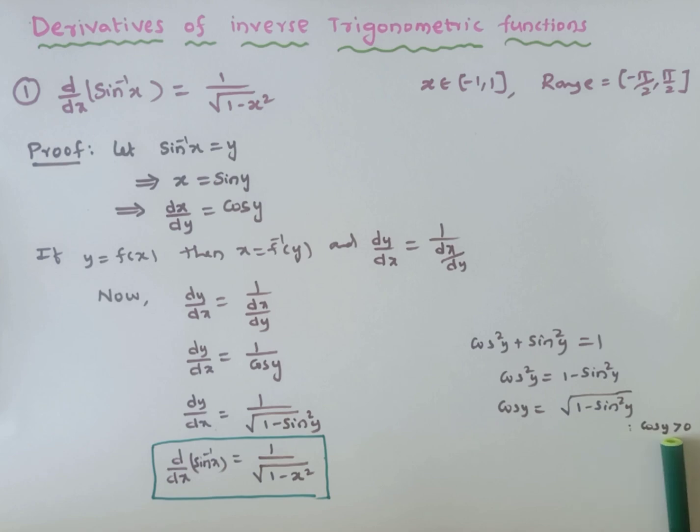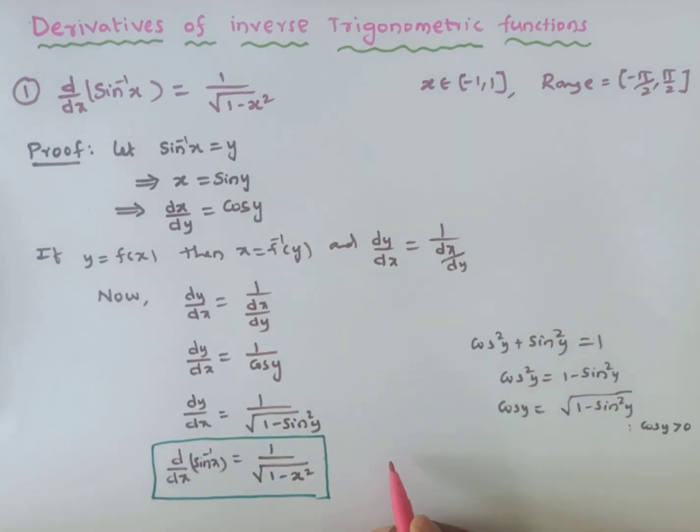Here cos y is always positive. See, the range is minus pi by 2 to plus pi by 2. If we give any y from minus pi by 2 to plus pi by 2, then the output is always positive, since cos of minus theta is again cos theta. So actually it is plus or minus, but we just need to consider positive since cos y is positive.